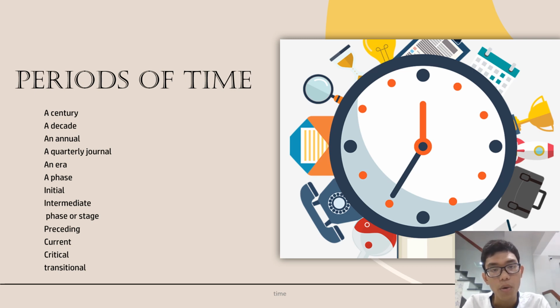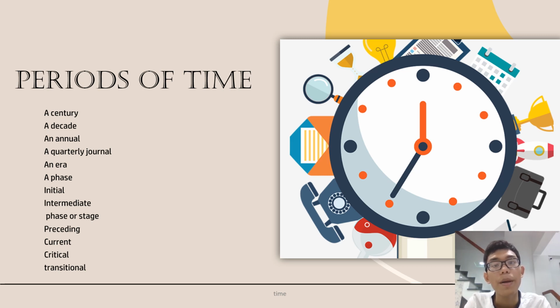The words initial and intermediate, we can mention with a project. For example, a project can be at the initial, or another way to say it, the beginning, or intermediate, or final phase or stage. A phase or a stage may also be described as preceding, another way to say happening before now.